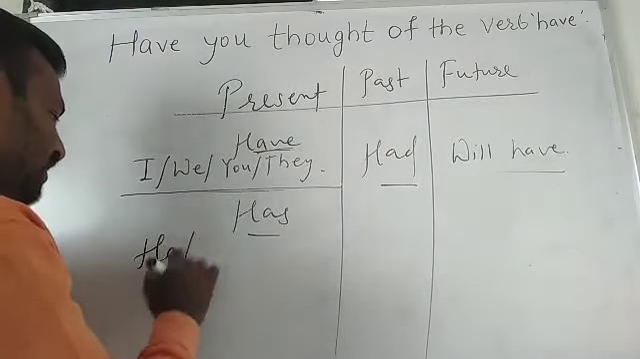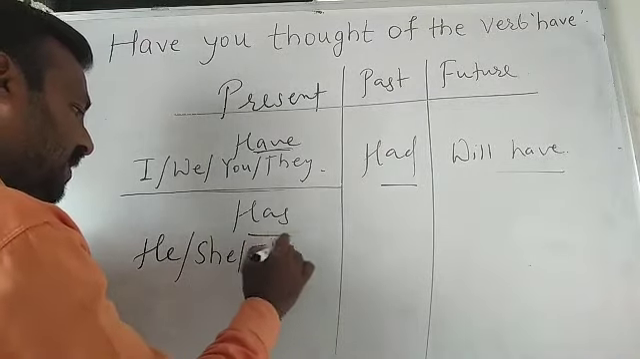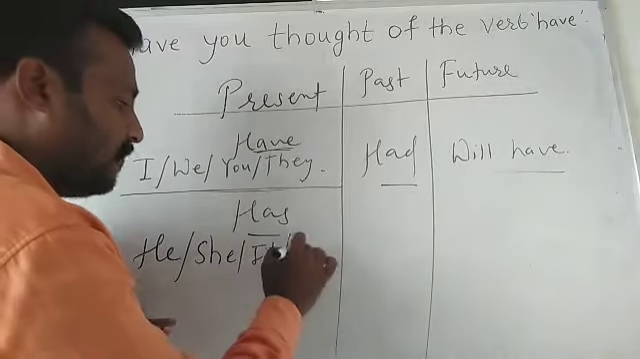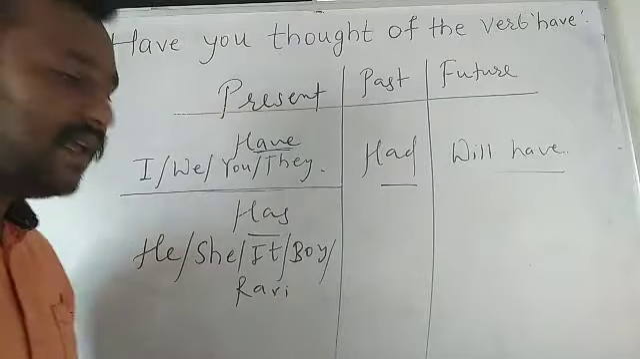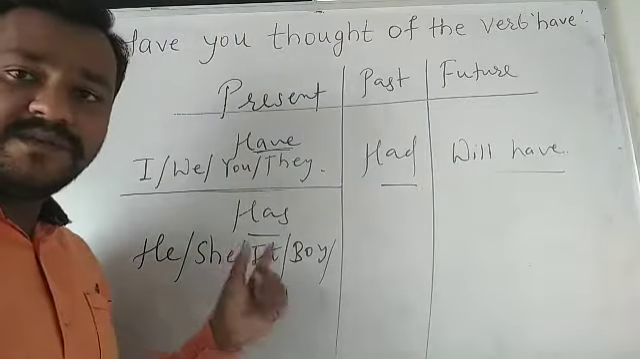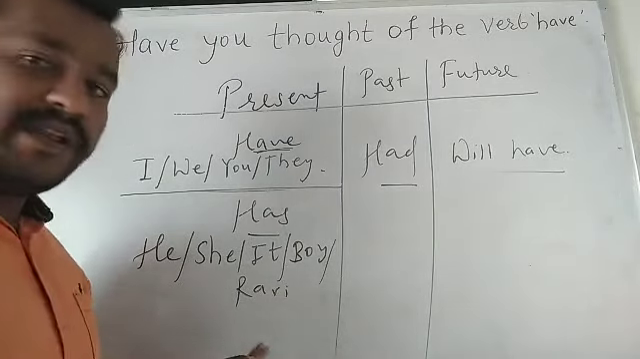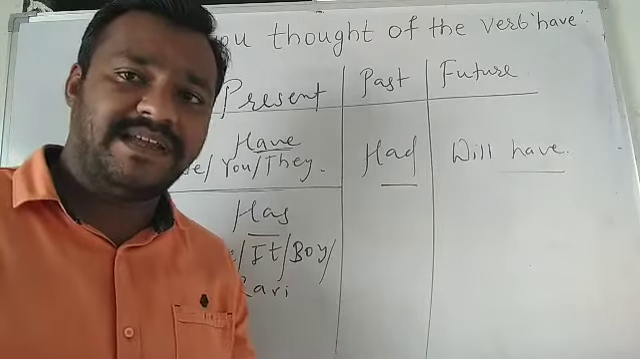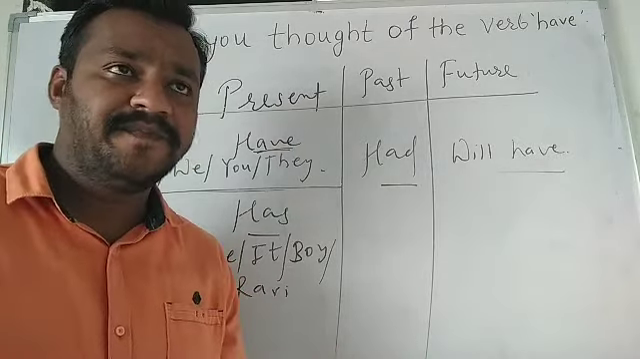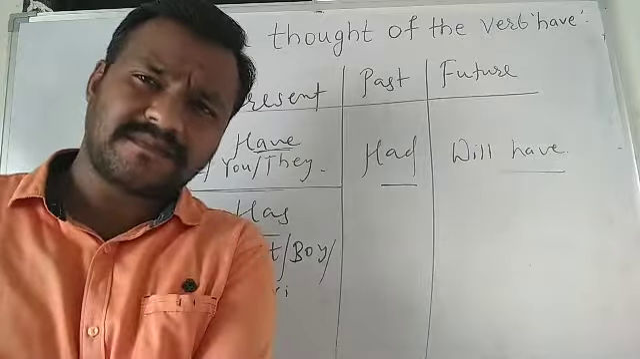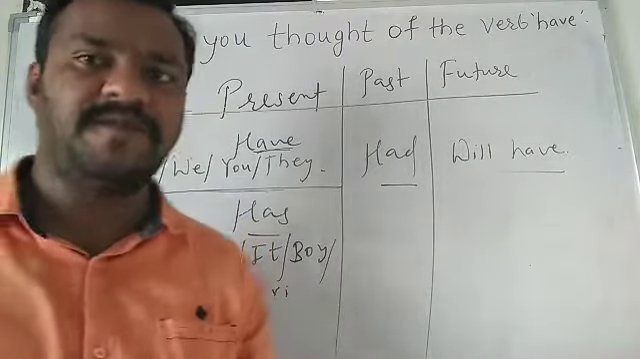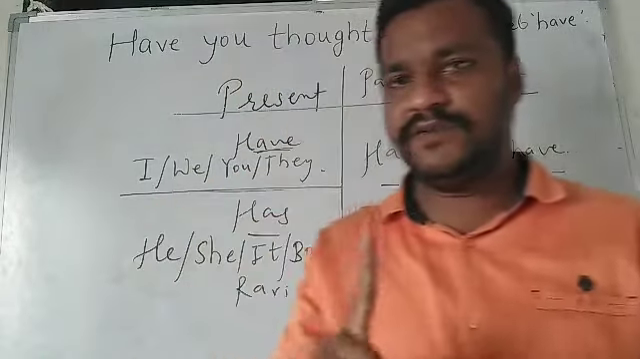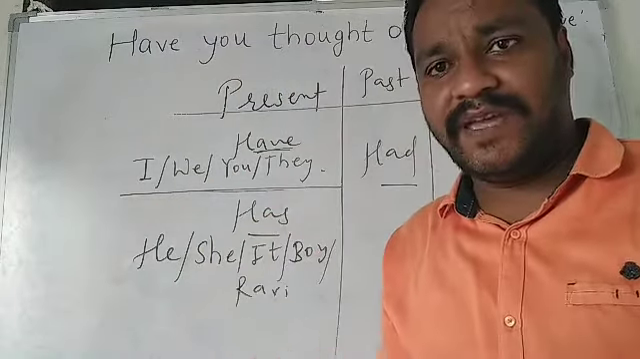Has is used with he, she, it, any common noun singular, for example boy, any proper noun, for example Ravi. So along with these subjects we have to use has. Okay. One example is also given: he has three cars. Likewise, she has two books, notebooks, anything for showing possession or else ownership. We can use that first use of have. That is, in this way we can use.